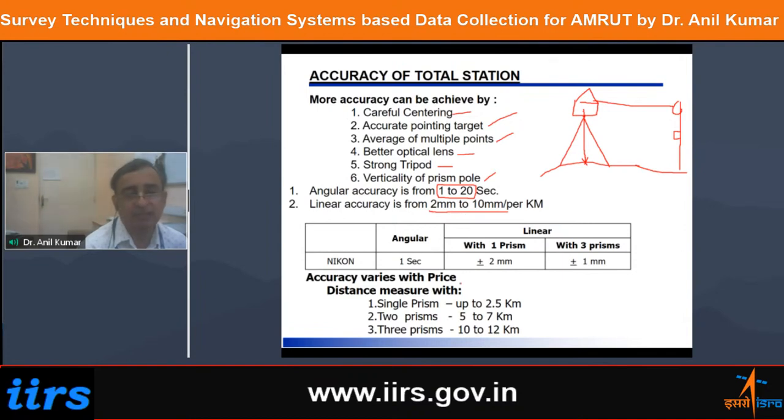You can see some of the models like Nikon or Leica, they can give you 1 second angular measurement accuracy. With a single prism, you can achieve 2 mm plus minus accuracy in XY and Z. With 3 prisms, you can achieve plus minus 1 millimeter level of accuracy. Distance wise, if you are going up to 2.5 kilometers, you can use a single prism. With 2 prisms, you can cover a distance of 5 to 7 kilometers. And with 3 prisms, you can go 10 to 12 kilometers.